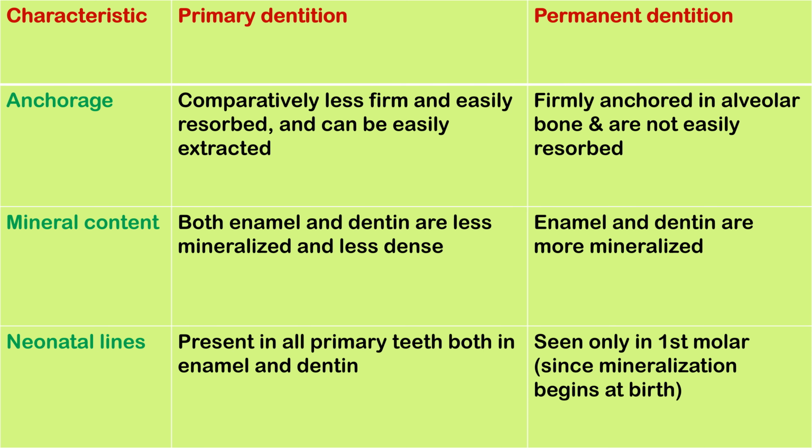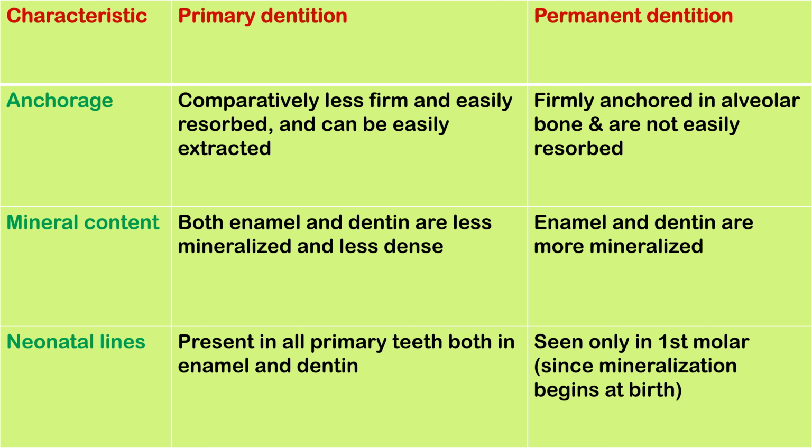In terms of anchorage, primary dentition is comparatively less firm and roots get resorbed, making them easy to extract. But roots of permanent dentition are firmly anchored in the alveolar bone and they are not easily resorbed. Talking about the mineral content, both enamel and dentine are less mineralized and less dense in the primary dentition, but in permanent dentition, mineralization is more in both enamel and dentine.